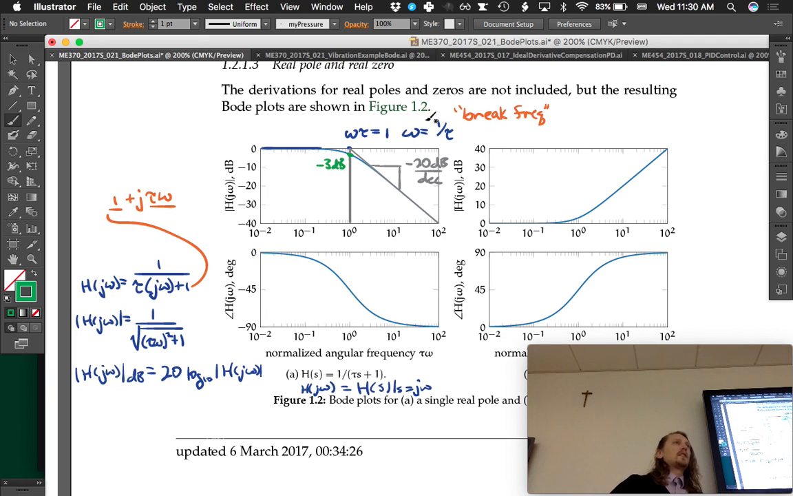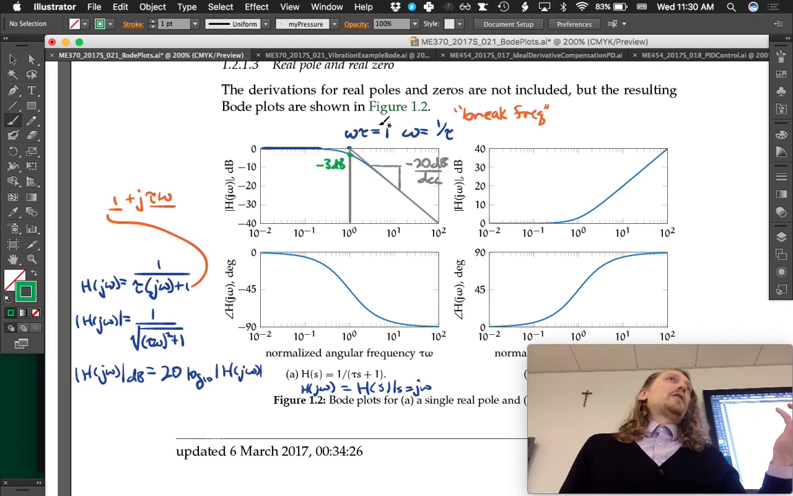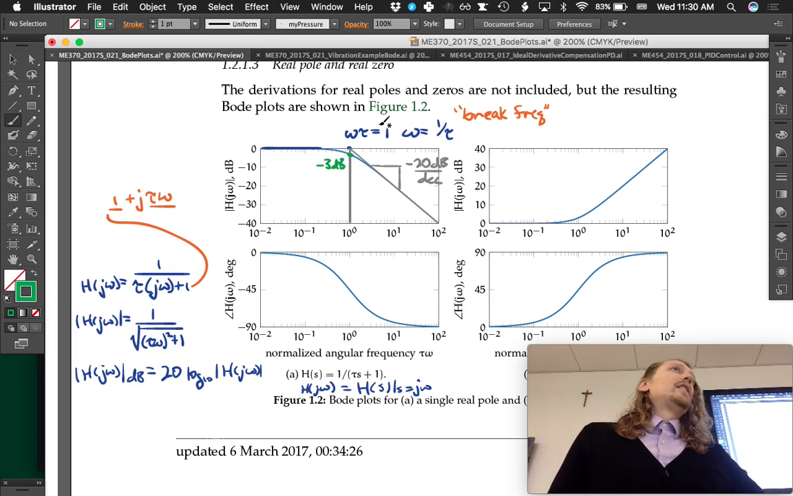So the way that we sketch these by hand is we draw the horizontal line at 0 dB all the way up to the break frequency, and then we draw a line that slopes down at 20 dB per decade. Then at the end, we round it off, saying it goes through negative 3 dB at the break frequency. So we draw the straight line, and then the rounding. That's how you sketch a real pole magnitude.